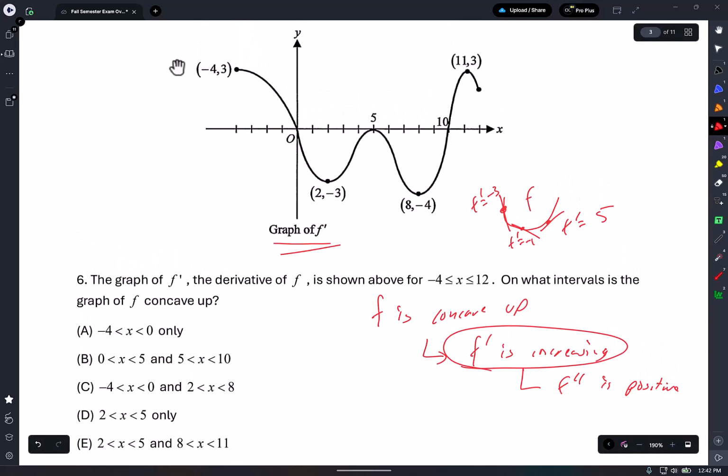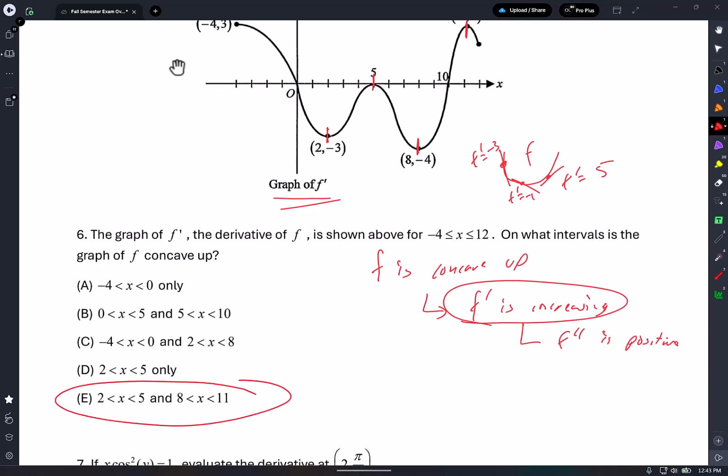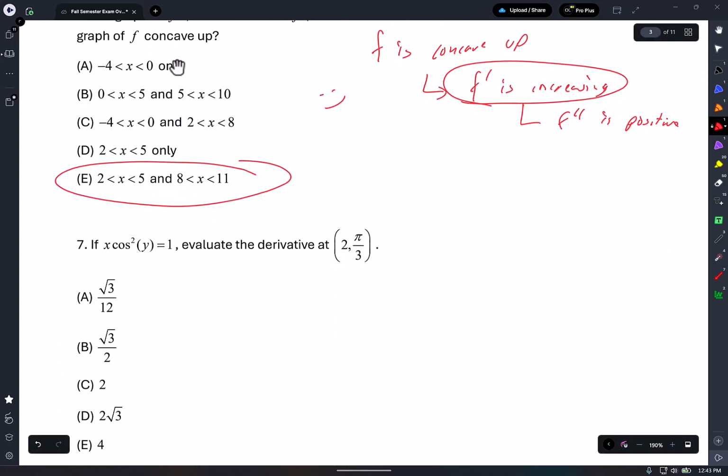So I have the graph of f prime. And I'm just looking where f prime is increasing. So I'm increasing from 2 to 5. And then I'm increasing again from 8 to 11. So there it is. Yay. All right, let's see. What do we got next?